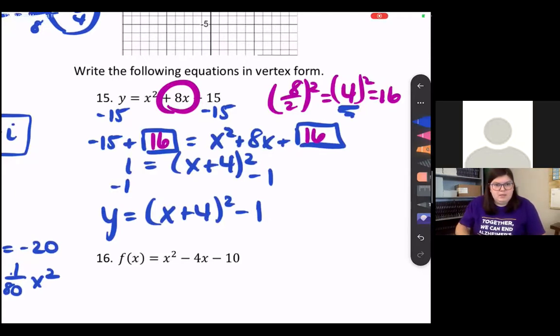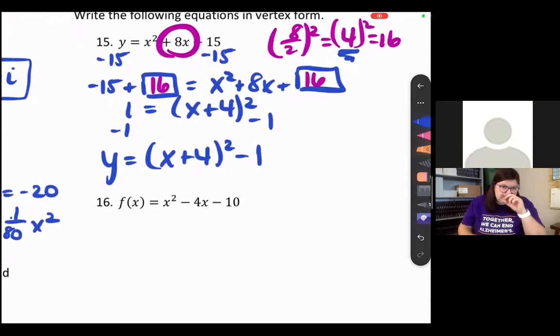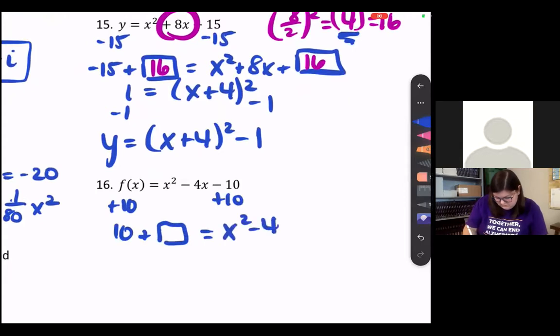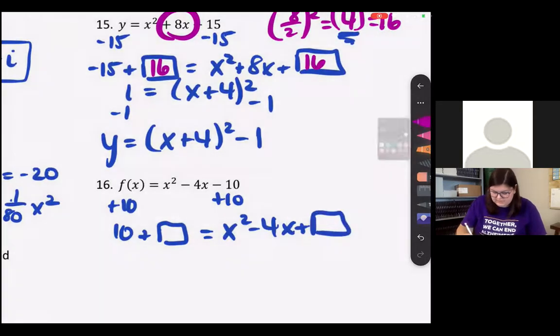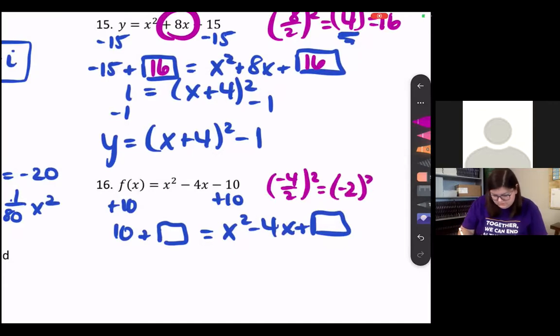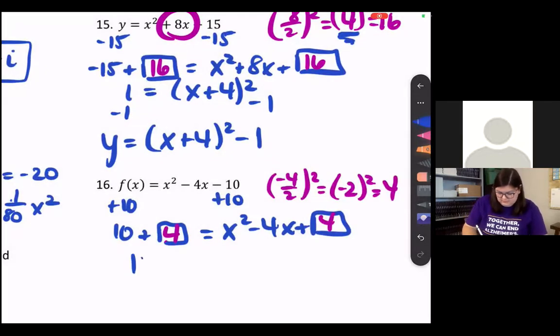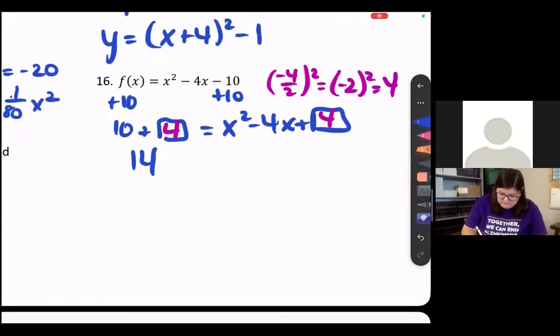Okay. Number 16, we're going to do the exact same thing. First, add that 10 to the other side. So I've got 10 plus the box equals x squared minus 4x plus the box. To figure out what goes in the box, negative 4 divided by 2, square it. Negative 4 divided by 2 is 2. Square that, we get 4. 4 goes in the box. On the left, combine your like terms, 14 equals.